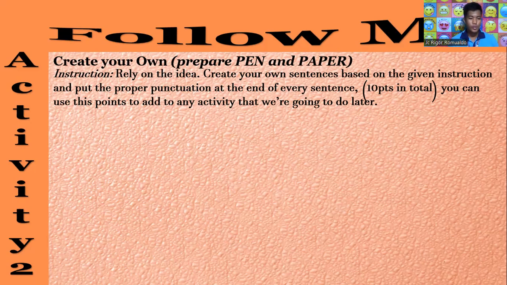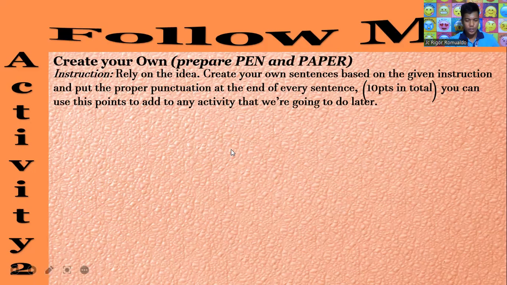You can use these points to add to any activity that we're going to do later. Surprise, class. You have plus points when you answer all of these questions perfectly, which is 10 points. If you got 0 later on our activity, you have 10 points now, so you can use these 10 points to have additional points for your activity.